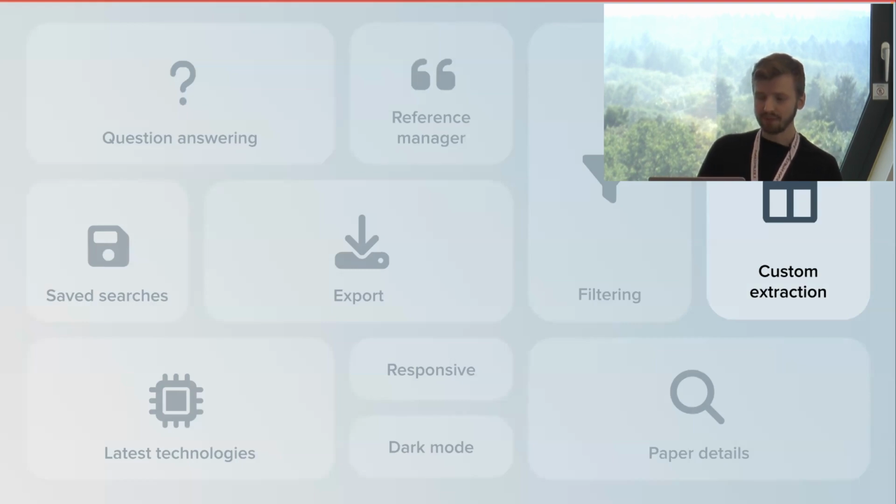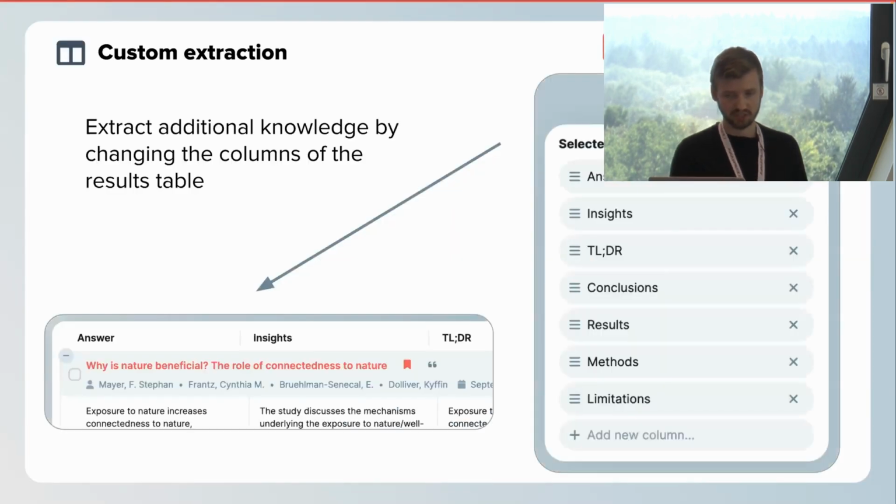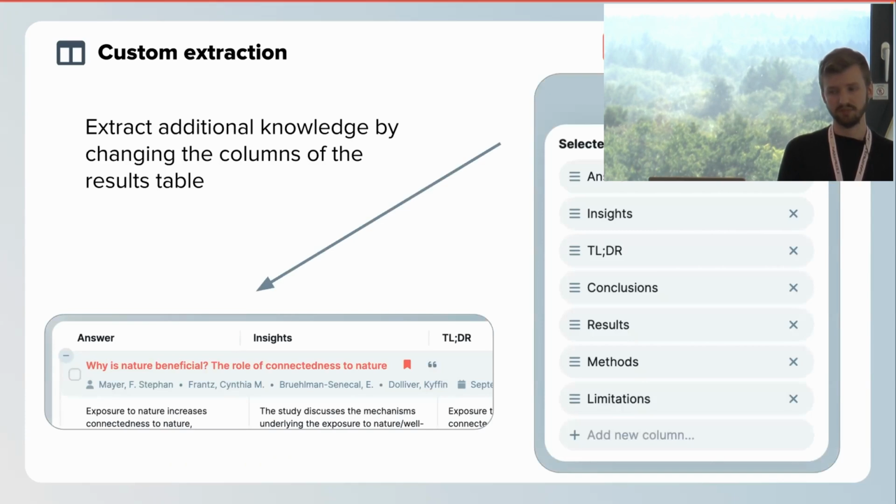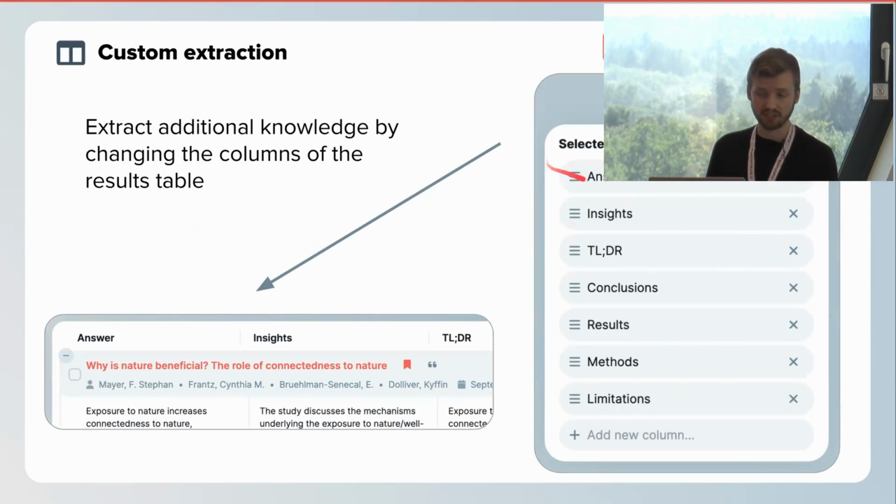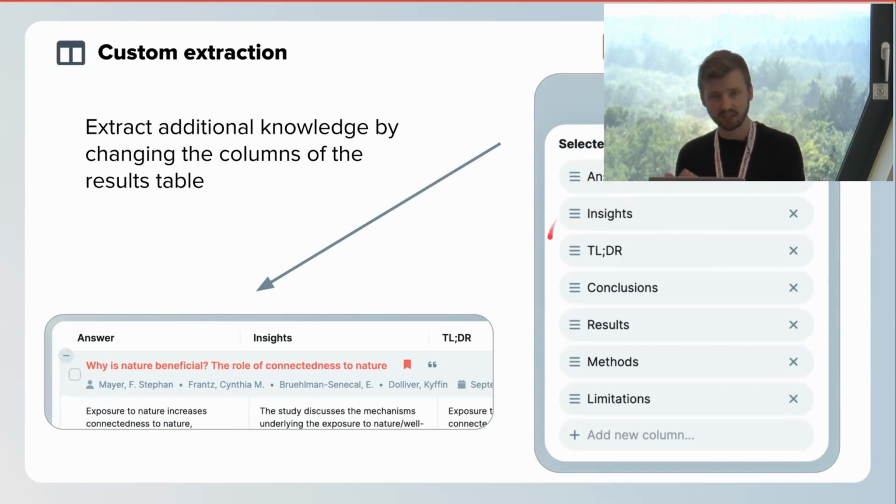Then, apart from answering questions, it's also possible to extract custom data. So by default, apart from the answer that you see here on top, we extract insights, a short summary, conclusions, and so on. But it's also possible to add your own columns there. So in case you want to extract specific data from an article, which makes sense in case it's domain specific, or you want to have the number of participants or something like that, it's possible to add that in a column as well.